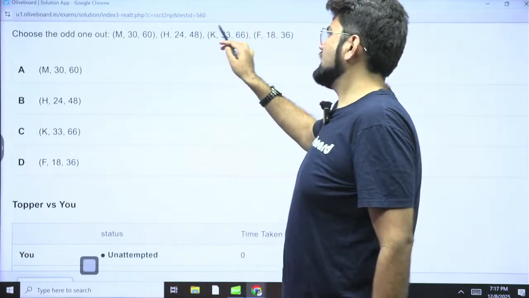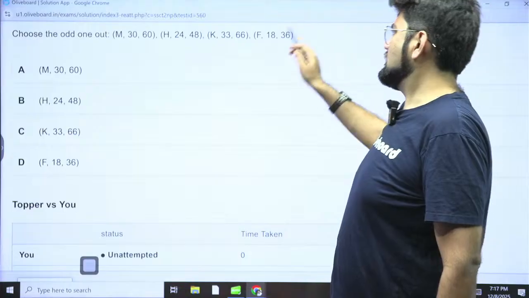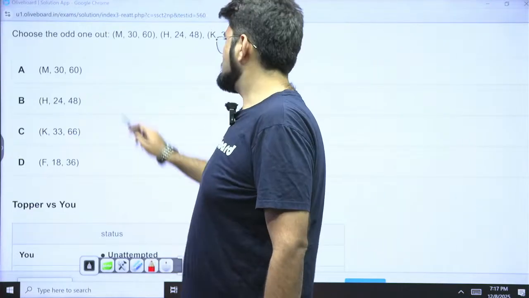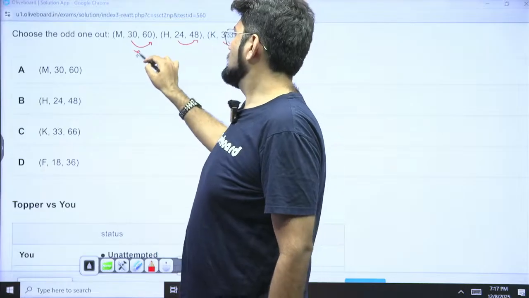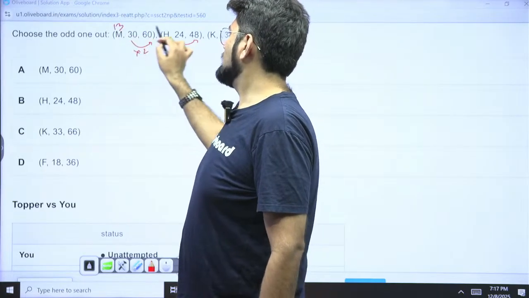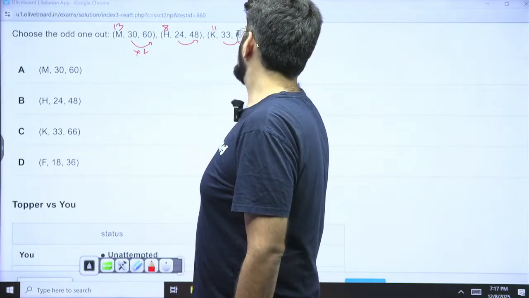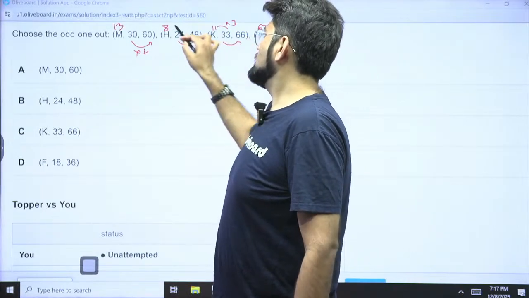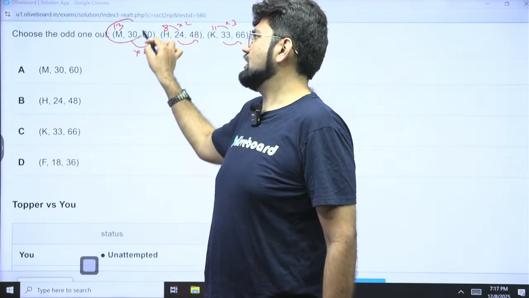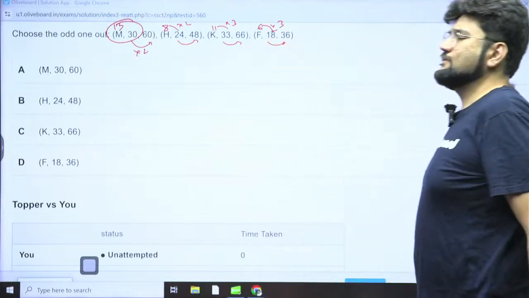M3060, H2448, K3366, F1836. One thing is for sure, they are being doubled everywhere. What else? This is 13, this is 8, this is 11, this is 6. Okay, 6 into 3 is 18. 11 into 3 is 33. 8 into 3 is 24. But this is not valid. 13 into 3 should have been 39.